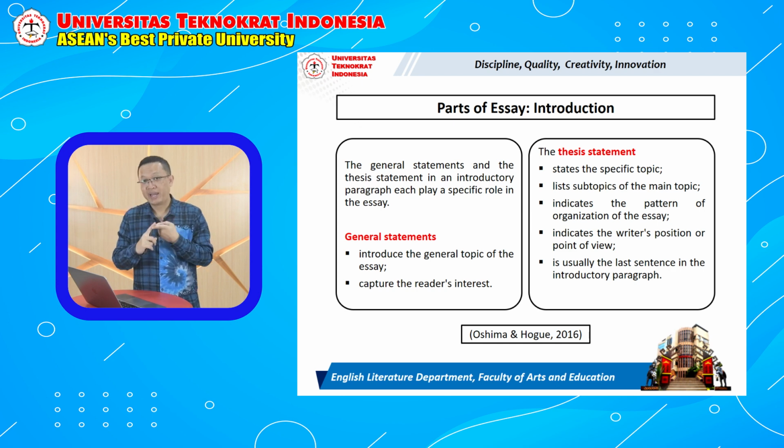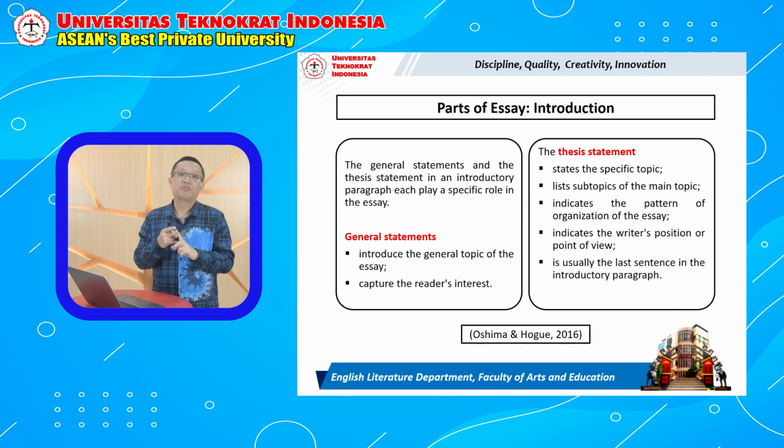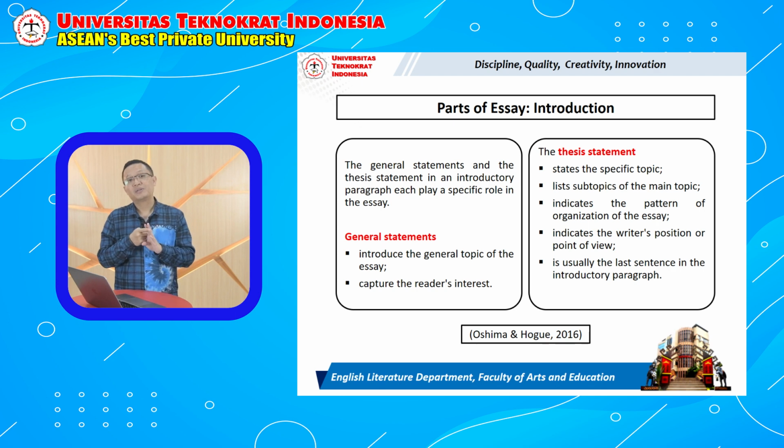Remember, you will start your essay with an introduction, and in the introduction you have to start with general statements. So what is the function, or what should be written in general statements? First, you have to introduce the general topic of the essay. How? You can look at the topics given. All right? So introduce the general topic of the essay. And number 2, what you need to do is capture the reader's interest. So you have to get the attention of the readers by writing something which makes them interested to read your writing. Okay, so that's general statements.